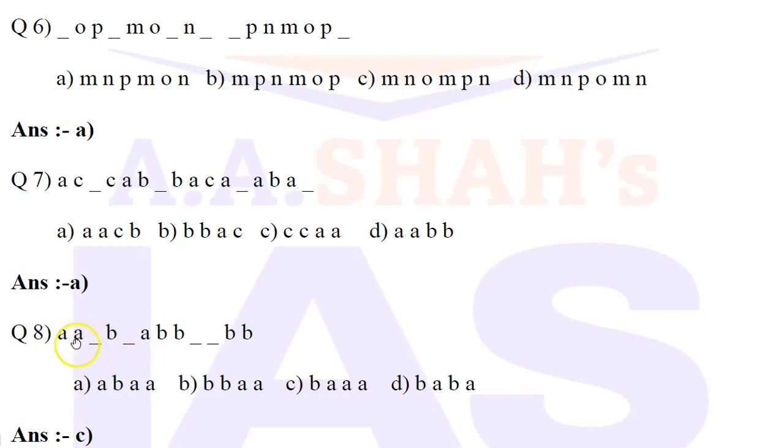And now you have this alternate, okay, AA, BB, AA, BB. So what would come here? Definitely AA. That's why your correct answer is the C option, B, AAA.